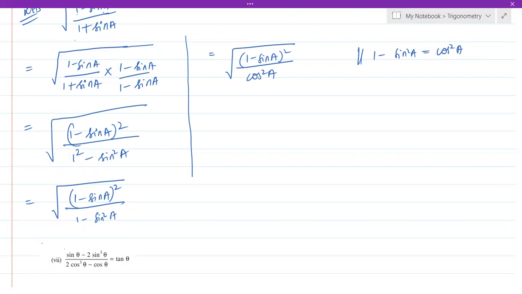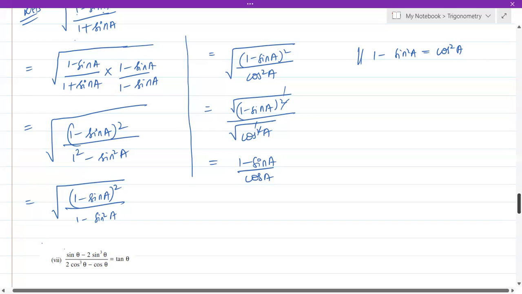Now let's split the root for numerator and denominator. So it will become 1 minus sine A the whole square divided by root of cos squared A. If you observe, square and root get cancelled, and here also square and root get cancelled. So we are left with 1 minus sine A by cos A.